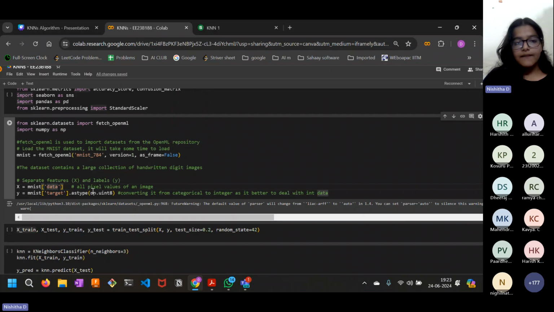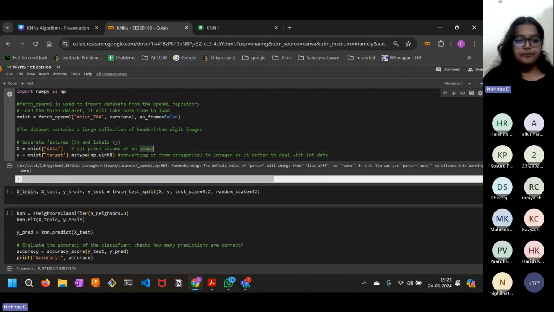But I'm converting it using astype. Using this, I'm converting it from categorical data to integer data type because it's better to work with the labels when they are integer. Okay, so that's what I'm doing. I'm separating out the label and I'm separating out all the features.